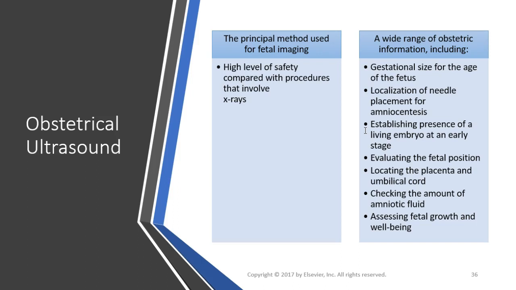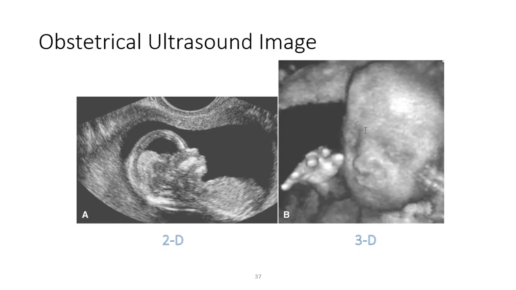Information includes gestational size and age, location, needle placement for amniocentesis, establishing presence of a living embryo at an early stage, evaluating fetal position, locating the placenta and the umbilical cord, checking the amount of amniotic fluid, and assessing fetal growth and well-being. So here is a baby. You see its nose and its lips, and here's its little brain developing, its chest.